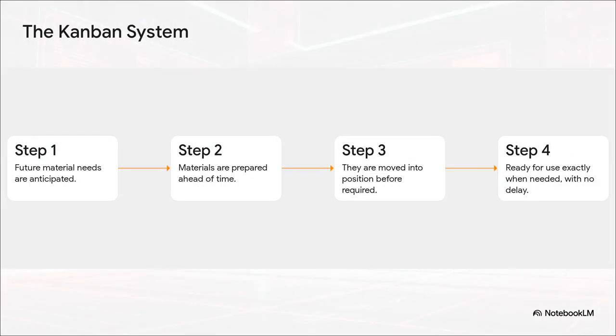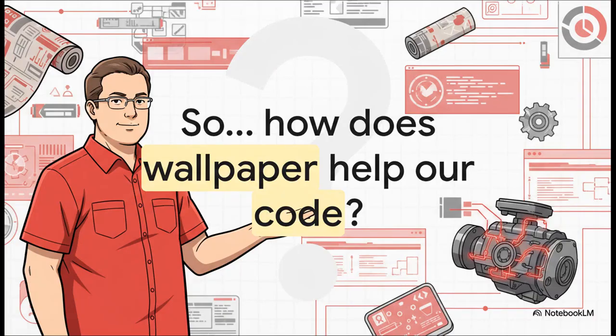Now, let's look at the Kanban system in manufacturing. Materials aren't ordered at the last second. No, their need is anticipated. They're prepared and moved ahead of schedule, arriving on the assembly line exactly when they're required. It's this perfect dance of proactive preparation. Okay, wallpaper and assembly lines are great, but what does any of this have to do with our loading spinner? How do we actually translate these factory lessons back into our software architecture?